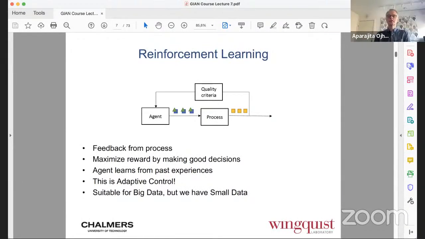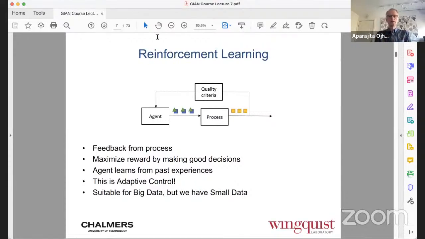Yeah, this last day with this type of lectures, I will talk about reinforcement learning. And in the end, also a bit about these reduction methods I've talked quite much about earlier.